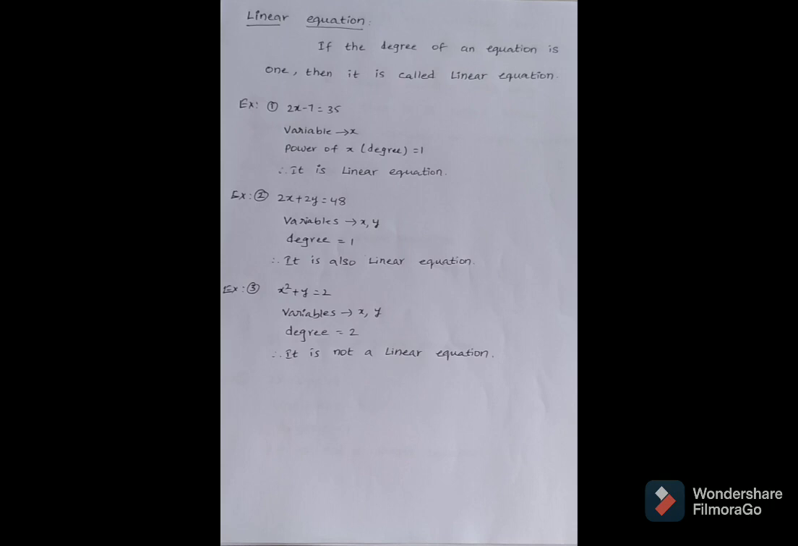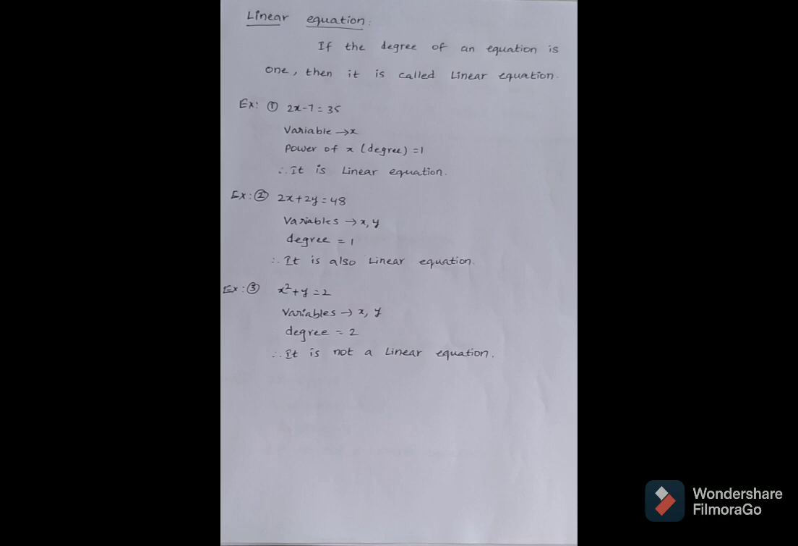Let us discuss linear equations. What is a linear equation? I will tell you. If the degree of an equation is 1, then it is called a linear equation. What is degree? Degree is nothing but the highest power of the variable.